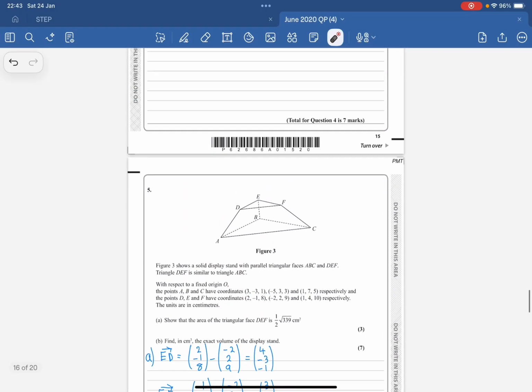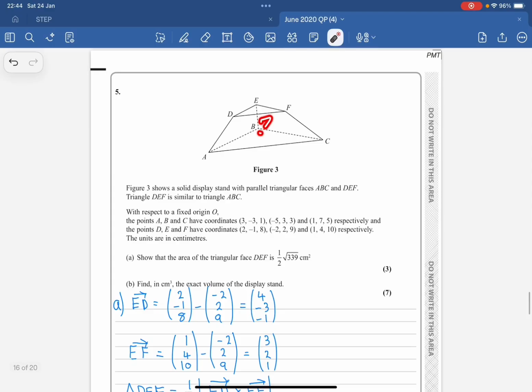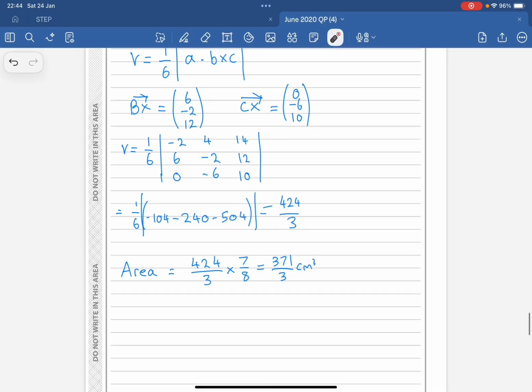And thinking about it, due to the scale factor being 8, we're going to have 7/8 of the volume in this part and 1/8 in the top. So we just have to multiply this final part by 7/8, which gives us 371 over 3. And that is the final answer.